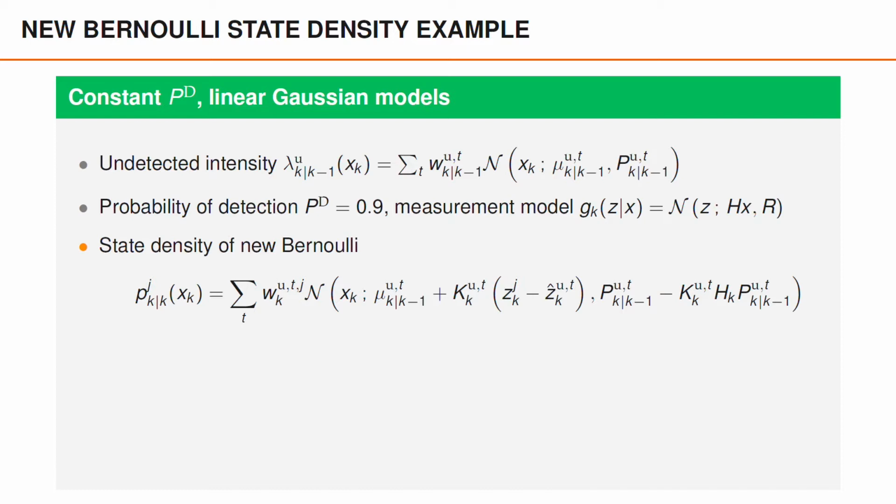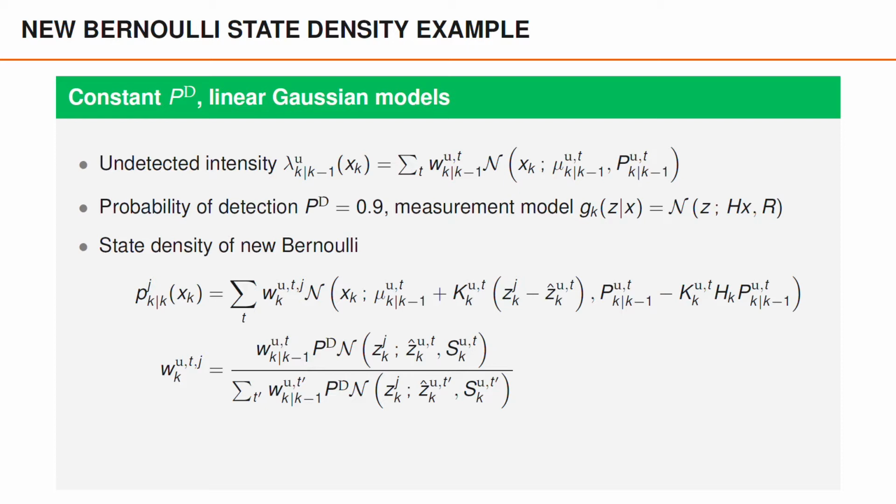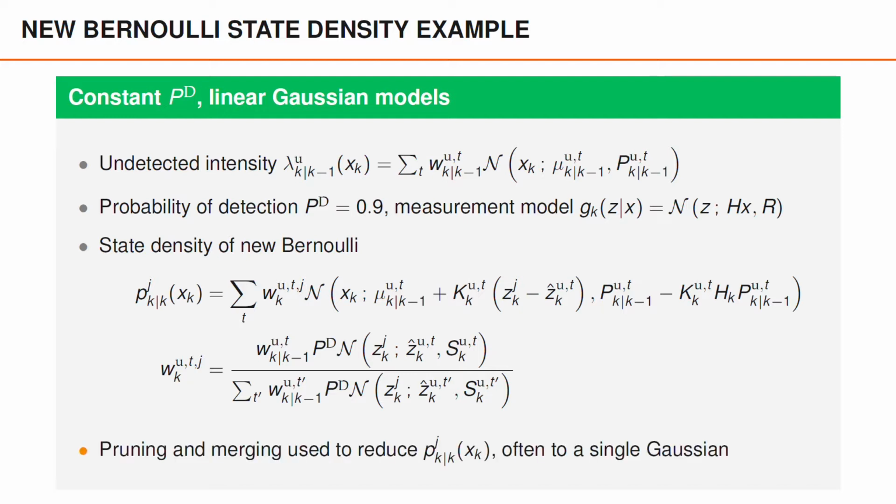For each posterior component, the mean and the covariance are given by the Kalman update. The weight is given by the prior weight times the probability of detection times the predicted likelihood, which is Gaussian, with mean equal to the predicted measurement and covariance equal to the innovation covariance, and then we normalize by dividing by the sum over all components.